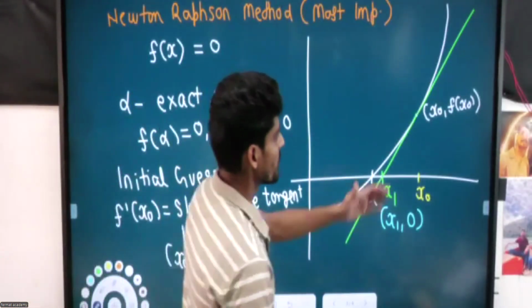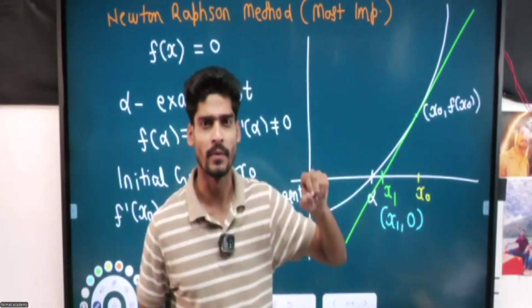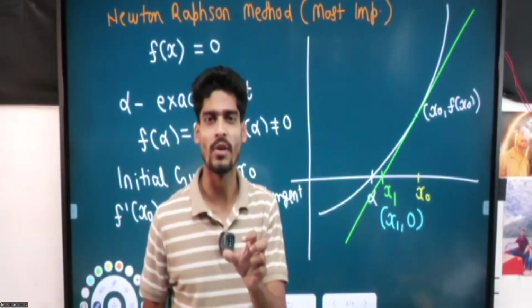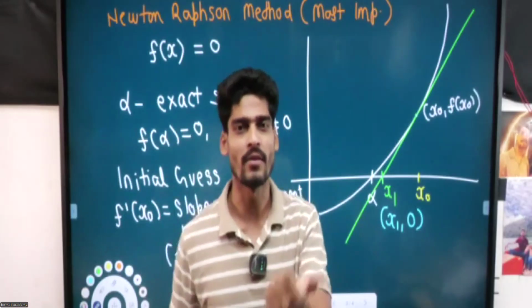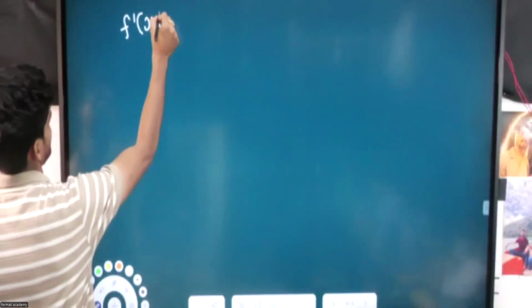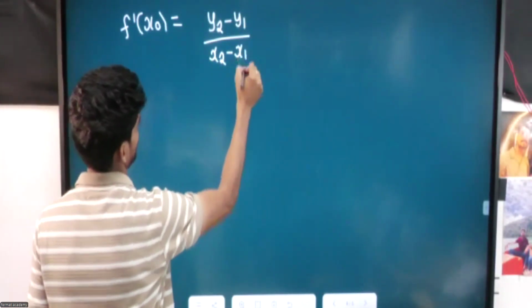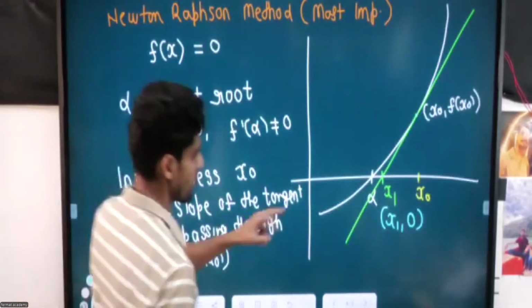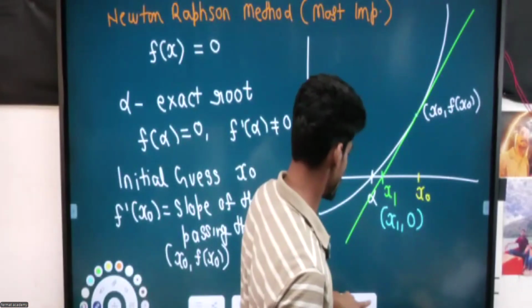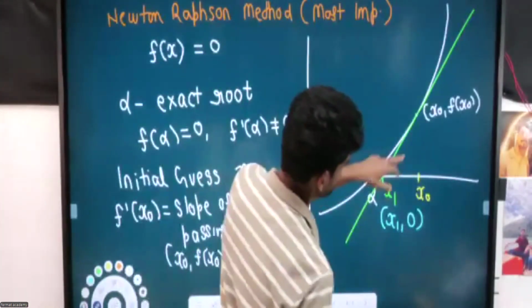If I ask you, suppose you have this tangent line that is passing through these 2 points (x1, 0) and (x0, f(x0)), can you tell me the slope? Do you know the slope of a line that passes through 2 points? This is given by (y2 minus y1) over (x2 minus x1). So according to this method, your f'(x0) should be given by (y2 minus y1) over (x2 minus x1). Now, what is y2? Because it is passing through (x1, 0) and (x0, f(x0)), we can say (f(x0) minus 0) over (x0 minus x1).